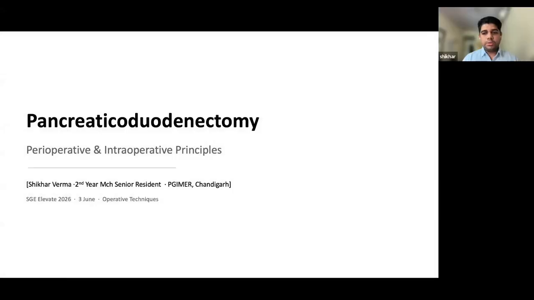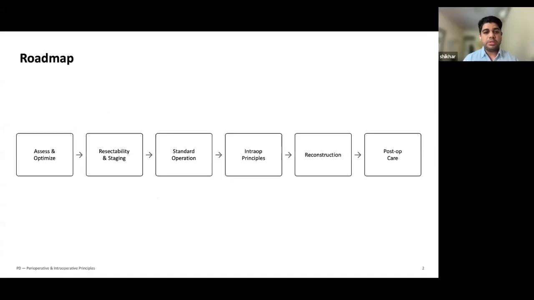So the topic that I've chosen for today's operative technique is pancreaticoduodenectomy, in which we will discuss the perioperative and intraoperative principles. Pancreaticoduodenectomy is a complex surgery and requires assessment and optimization of the patients. Then we proceed to look for resectability and staging, and then go through the standard operations. There are certain intra-op principles, followed by the reconstruction as well as the post-operative care.